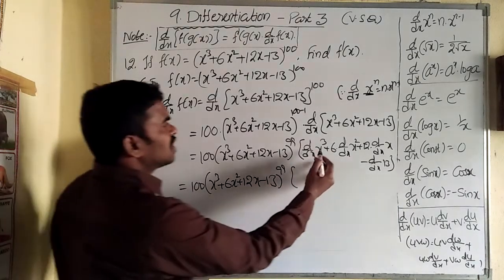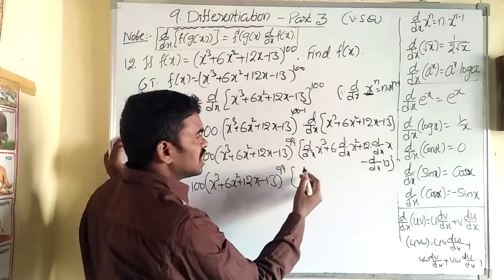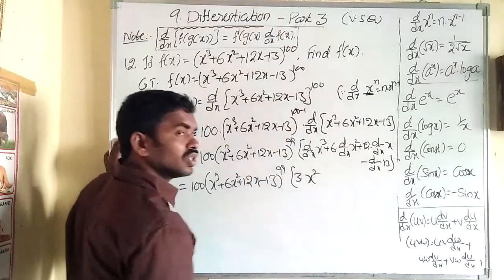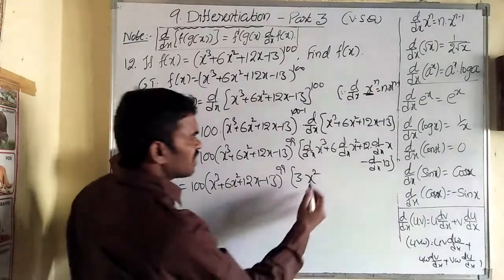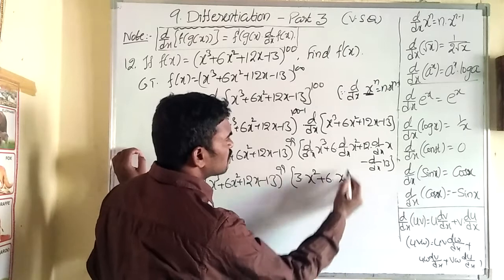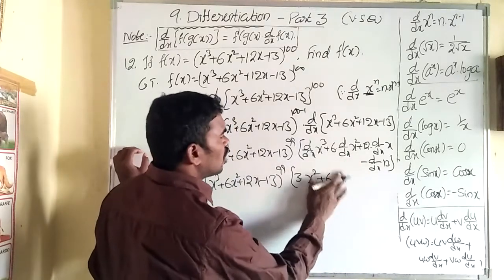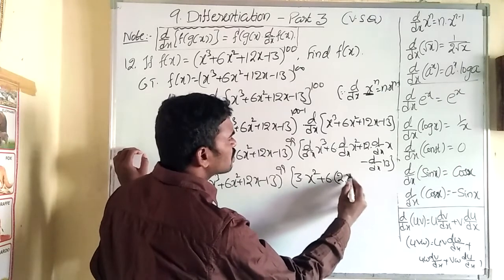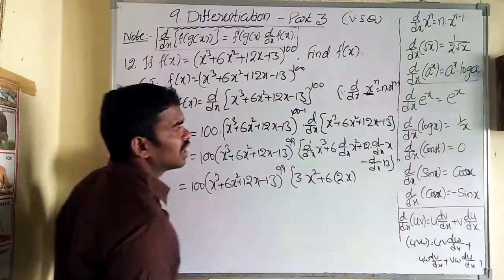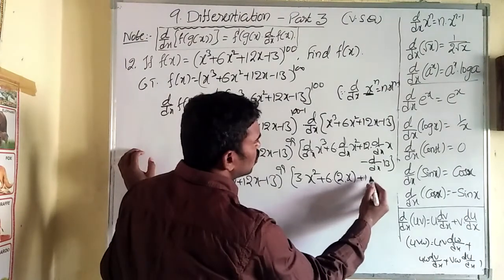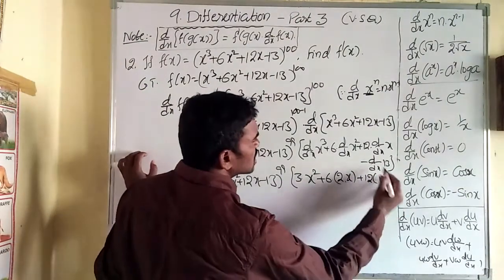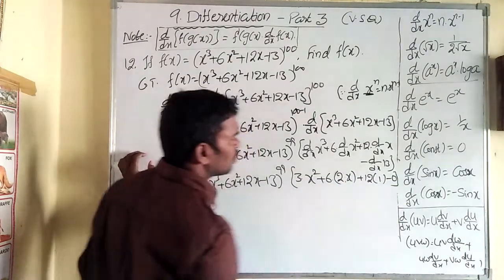What is x cube derivation? Using the x power n formula, 3 into x power 3 minus 1 means 2. Directly we can write plus 6 into x power 2 derivation, so what is that? 2 into x power 2 minus 1 means 1 only, and plus 12 into x derivation 1, minus 13 derivation, constant derivation 0.